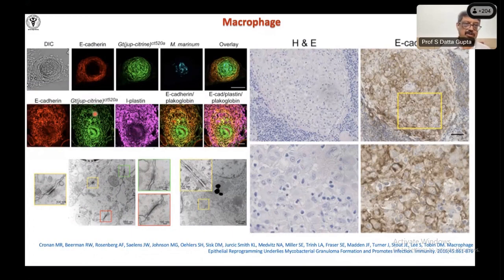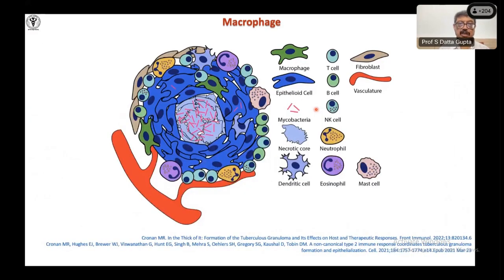You can do a stain. They also may have plakoglobin and other things. Sometimes they also have actin in them. So you see, this is how they become a tight granuloma, organized to form all these cells. So this is what you see in a granuloma.